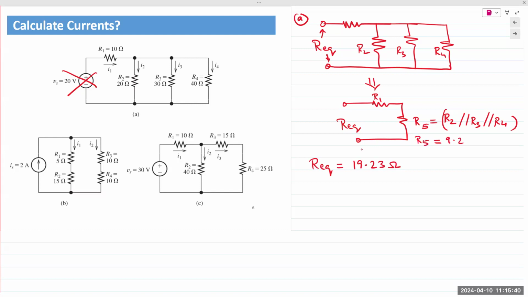R5 is 9.23. And 9.23, again, as a reminder for the concept, is smaller than the smallest value in that parallel network, right? 9.23 is smaller than 20. So now that we have REQ, we plug it back into the circuit with the voltage source.